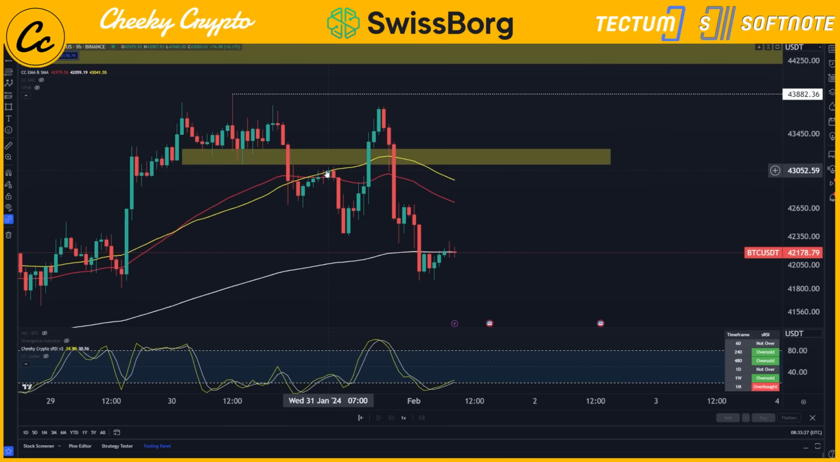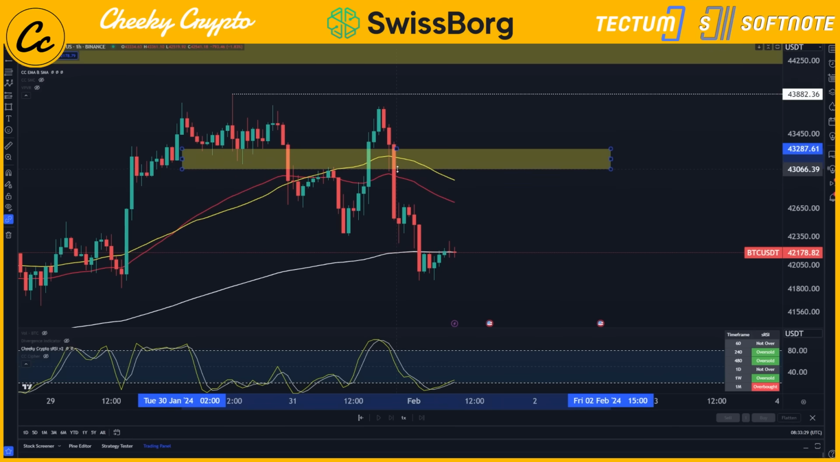It might even be a little bit lower here, actually, because we can see that there is this area of resistance that we already found. It also happened to be brief support before losing it again. So it's more 43,045 to 43,287.